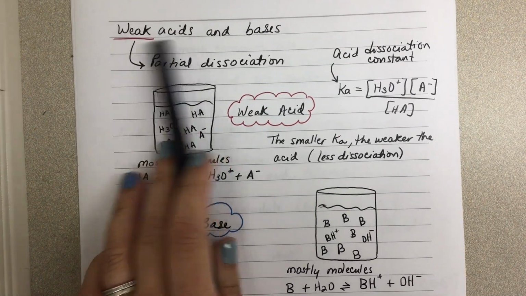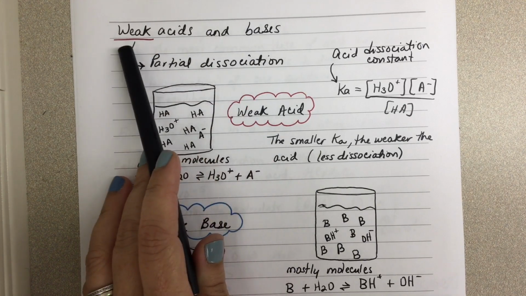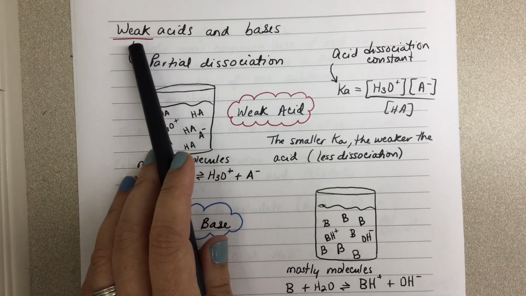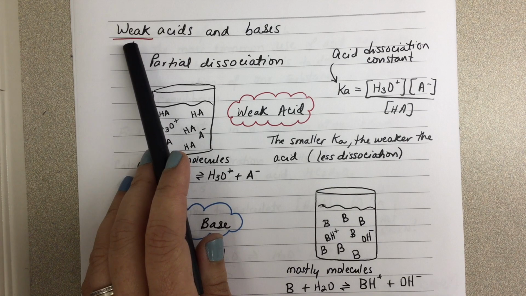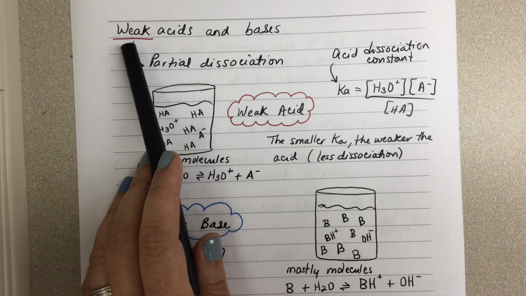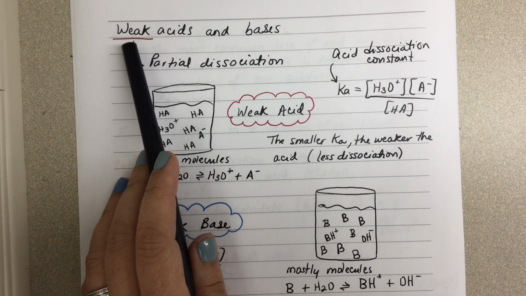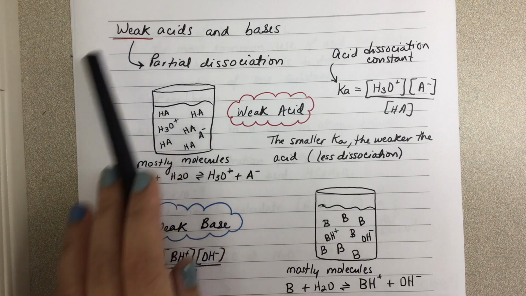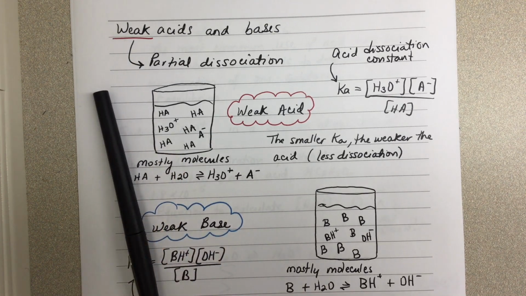So the classification of acids and bases as weak or strong is going to depend on how much the actual acid or the base dissociates in solution. When we refer to strong acids or strong bases, those are strong electrolytes, which means that they dissociate entirely in solution. So instead of having the molecule of the acid or the molecule of the base, what you have in solution is only the ions.